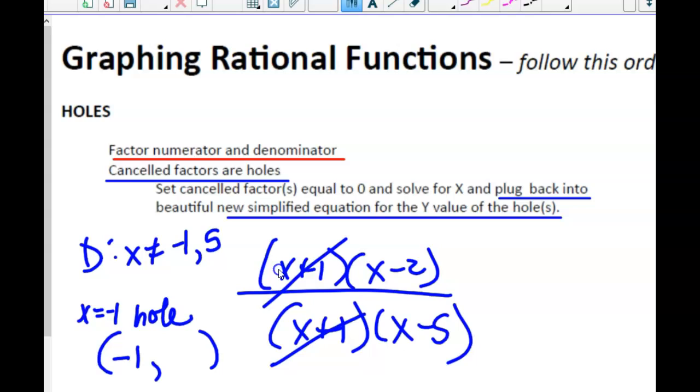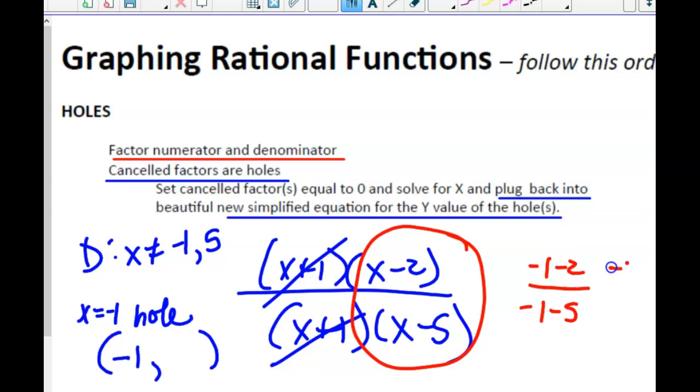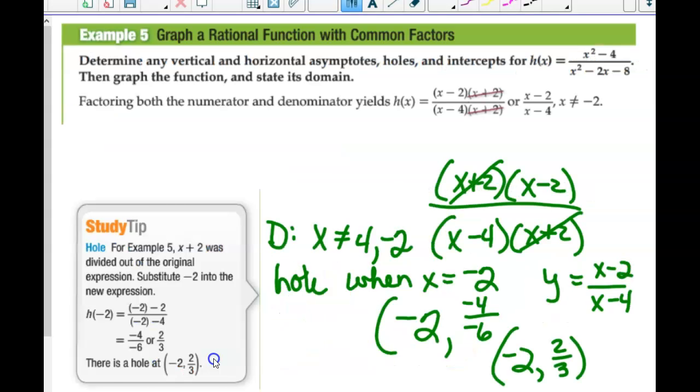If you plug a -1 in right here, what are we going to get, guys? 0 over 0. So you have to plug it in after you divide it out. Now if we plug a -1 in, we get -3 over -6, or 1/2. And that's where the hole exists, okay? All right.